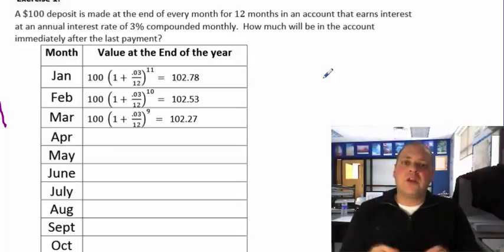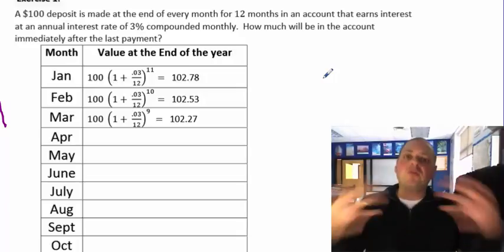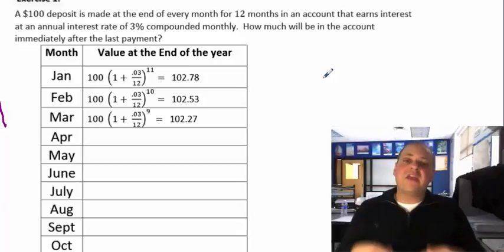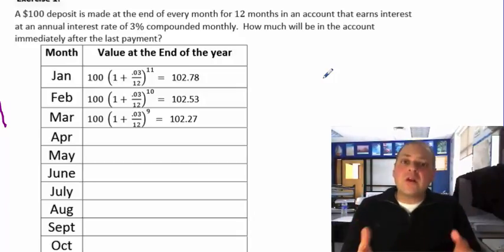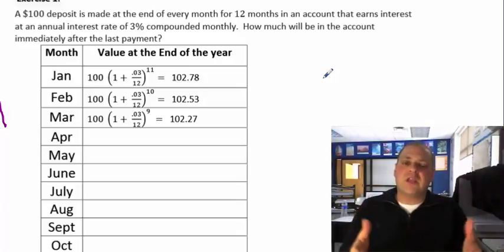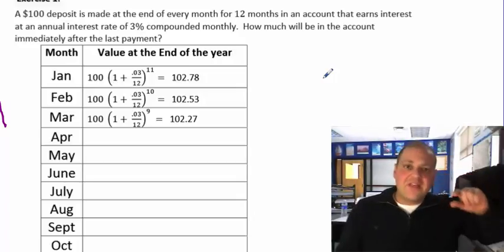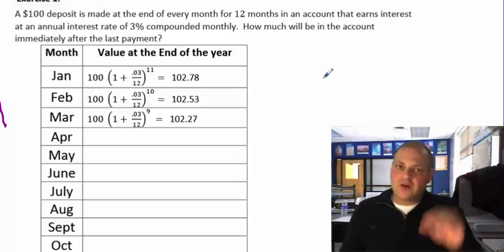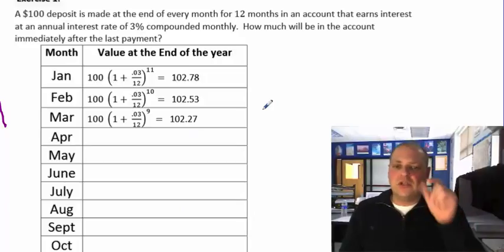Now at the end of February, you put in another $100. Now you have $200 earning interest. Then at the end of March, you put in another $100. Now $300 is earning interest. Because you keep putting it in, you're going to keep earning interest, but that original 100 is going to earn the most interest. Then that next 100 is going to earn the next most interest. This table is going to figure out the value of each one.